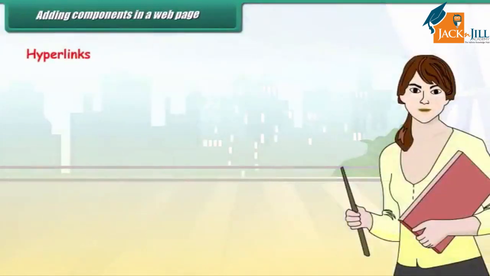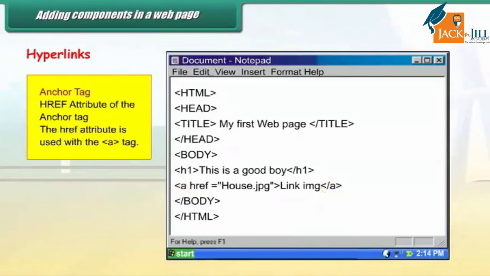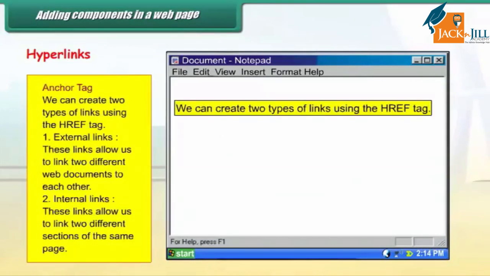Anchor tag. The anchor tag is used to create hyperlinks. It is a container tag. href attribute of the anchor tag. The href attribute is used with the anchor tag. We can create two types of links using the href attribute.